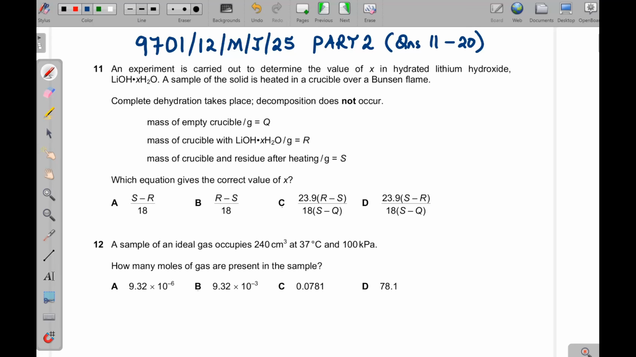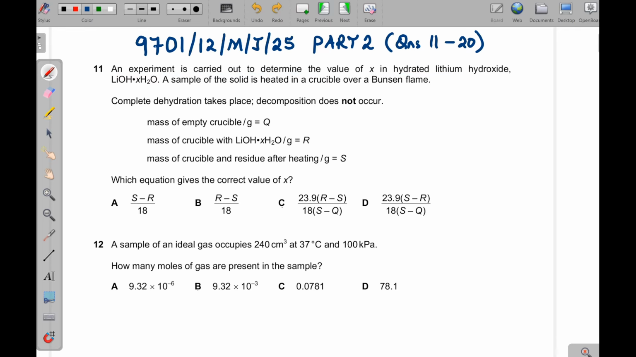Part 2, this is for questions 11 to 20. Question 11, an experiment is carried out to determine the value of X in hydrated lithium hydroxide. A sample of the solid is heated in a crucible over a Bunsen flame. Complete dehydration takes place. Decomposition does not occur. So when you say complete dehydration takes place, that means all the water has been evaporated.